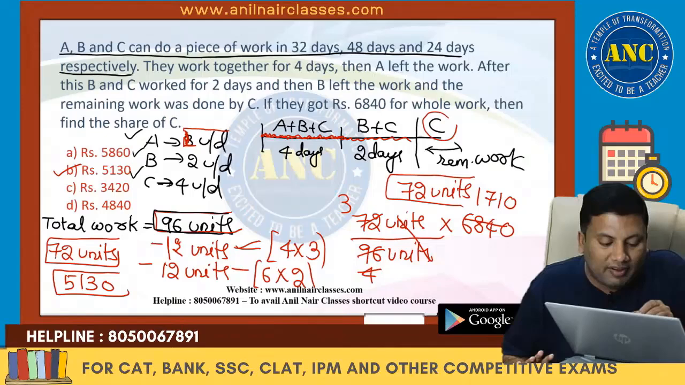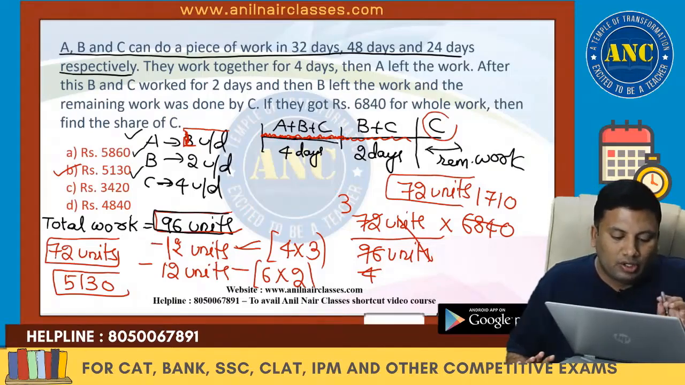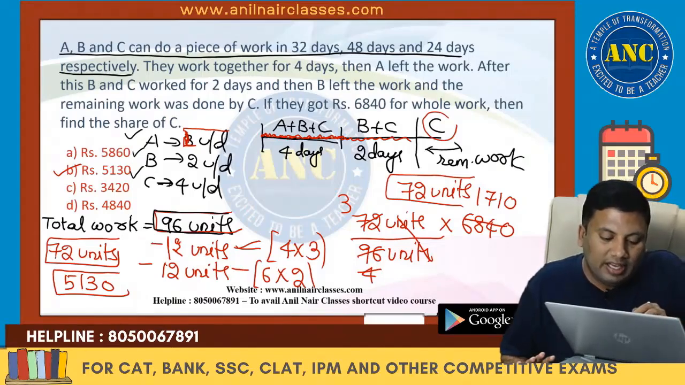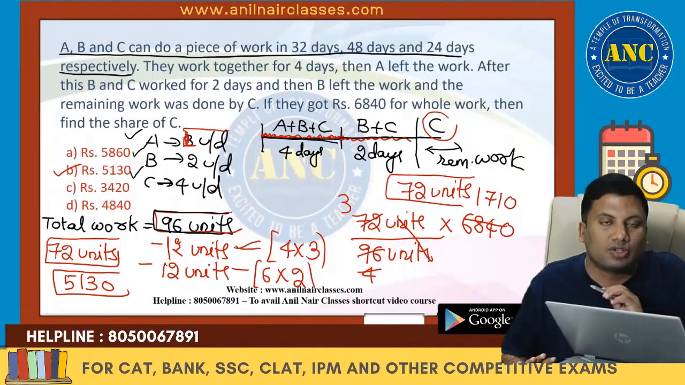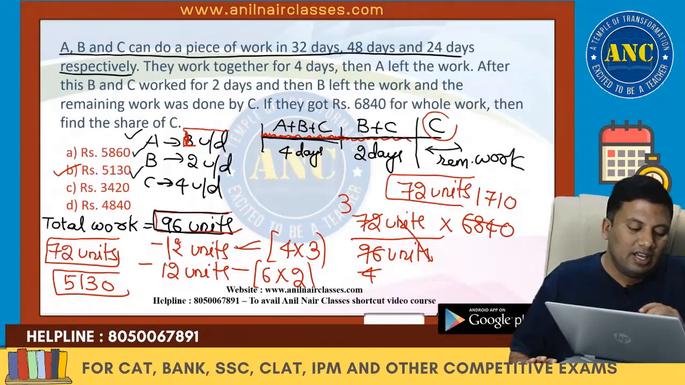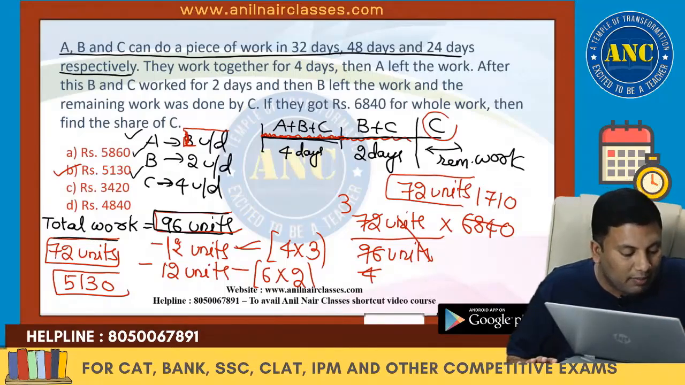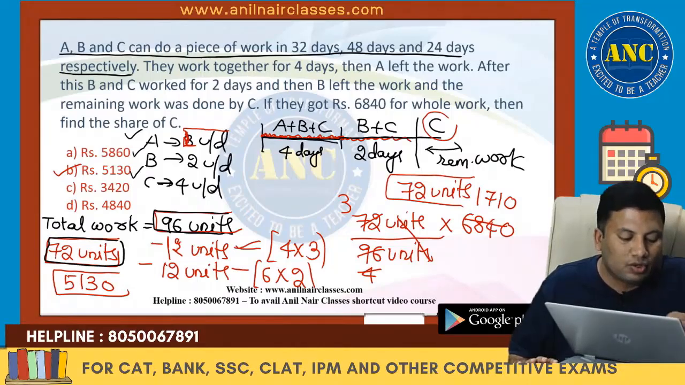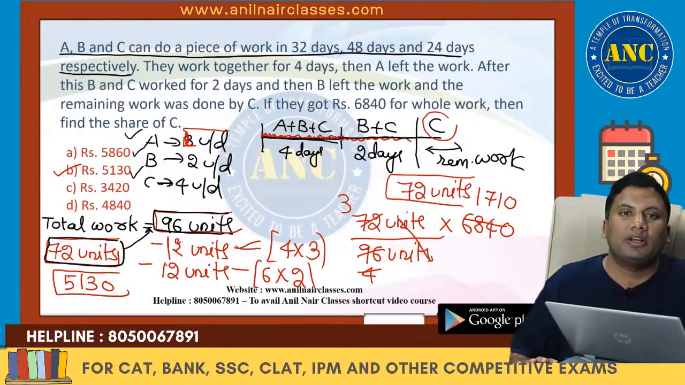That means A worked for 4 days. 4 into 3 is 12. B worked from here to here 4 days, here to here 2 days. Total 6 days he worked. So total it will be 12 units. 96 minus 24, so total remaining C will do 72 units. Out of remaining, how much?